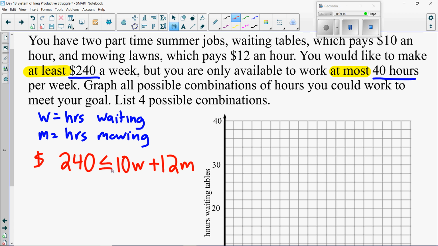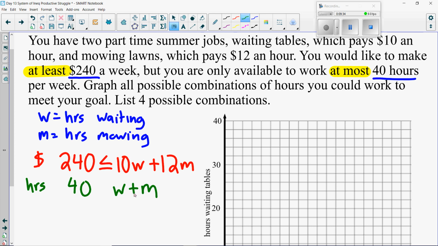All right. Then let's look at 40 hours. We looked at dollars. Now let's look at hours. So you can work at most 40 hours. You're working W hours waiting tables and M hours mowing lawns. To figure out the total, you just have to add them.